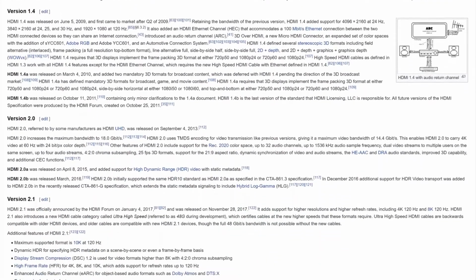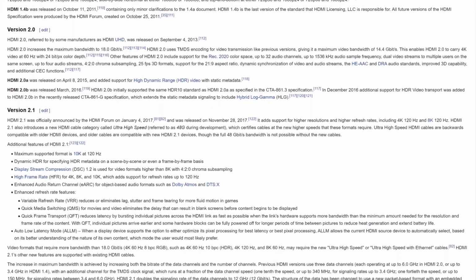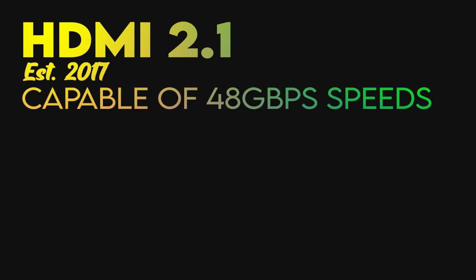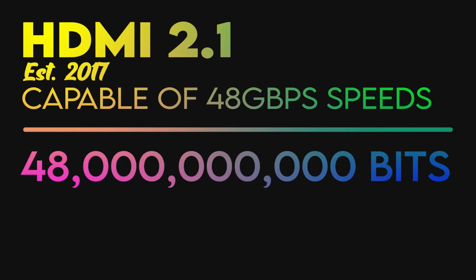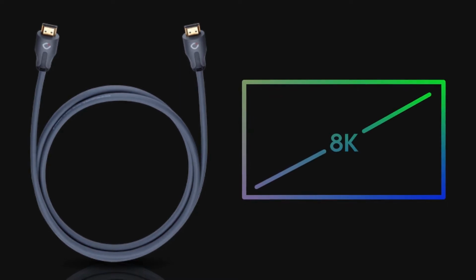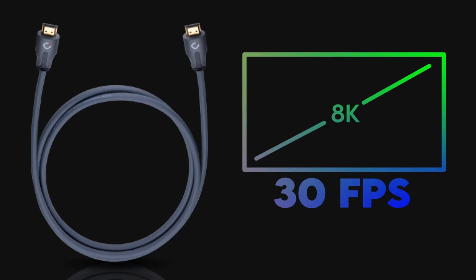HDMI actually has different versions of the cable that are capable of carrying different bit rates. The newest version of HDMI, as of writing this video, is HDMI 2.1, which has been around since 2017 and is capable of 48 gigabit per second speeds. That's 48 billion bits every second. This cable could only drive one of the 8K monitors in front of your eyes at a frame rate of only 30 frames per second.